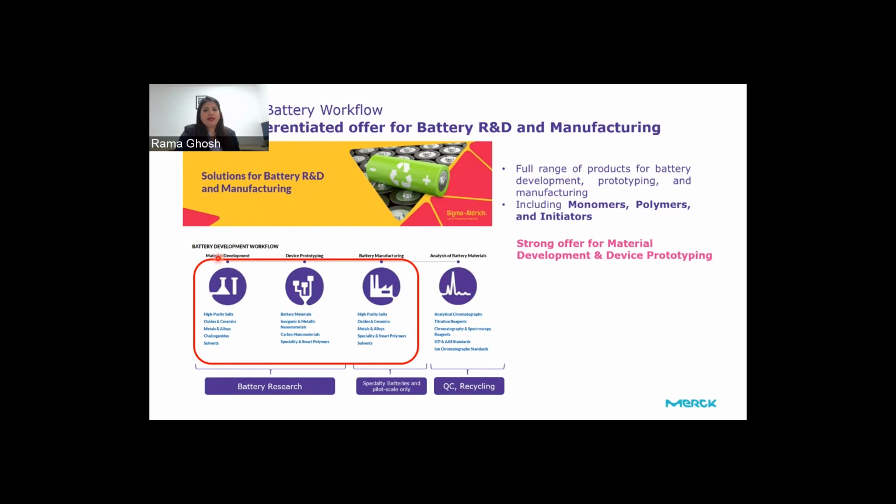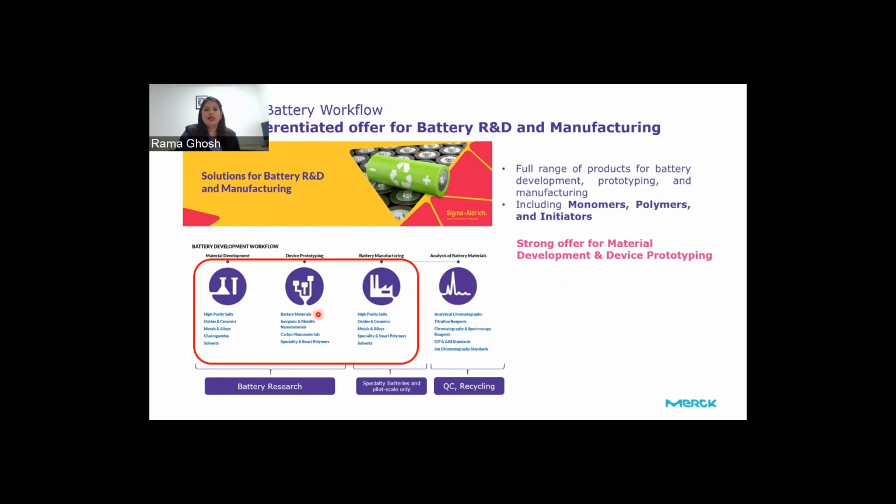Our products are designed so that if you are working on battery development, like making cathodes, anodes, or the electrolyte, we can provide you all kinds of precursors, from high purity metal salts, ceramics, oxides, two-dimensional materials, nanomaterials, chalcogenides, solvents.